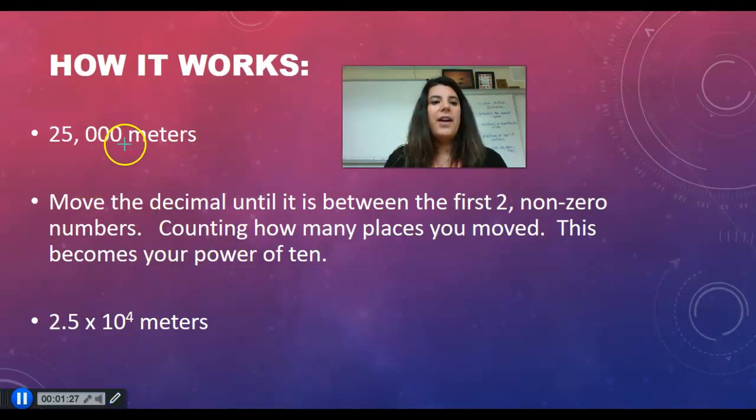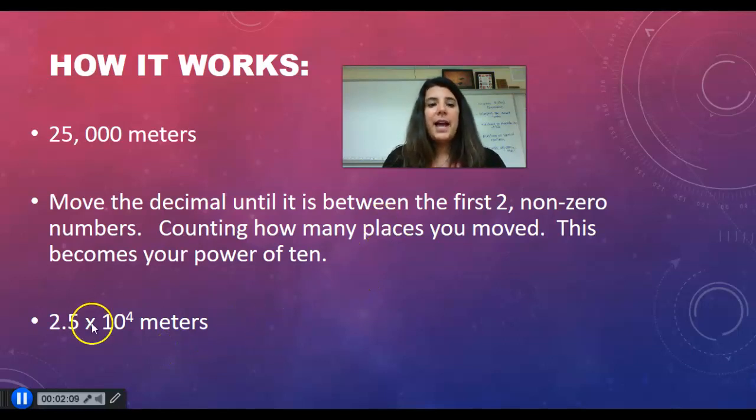So I have 25,000, and I'm going to move my decimal, which starts here, to between the first 2 non-zero numbers. So we're going in this direction, 1, 2, 3, 4. Our decimal would be right here, so that's going to be our 2.5. And then 10 to the 4 is the fact that we moved the decimal 4 spots. So 2.5 times 10 to the 4th meters. We moved it 4 places. So hopefully that makes sense.